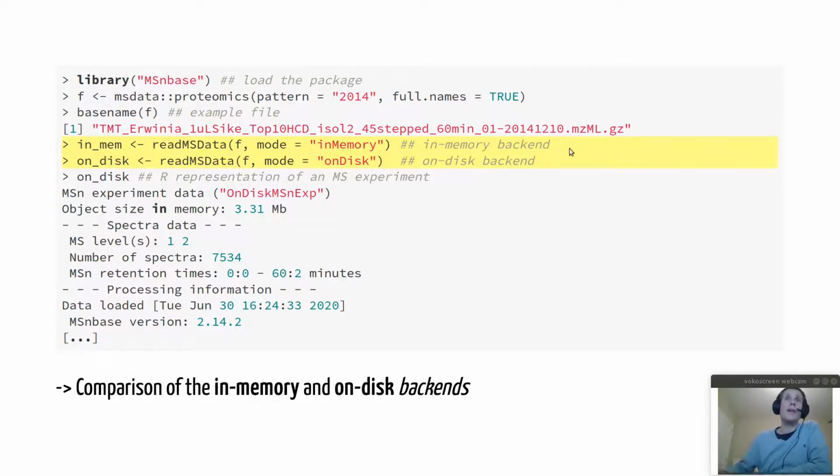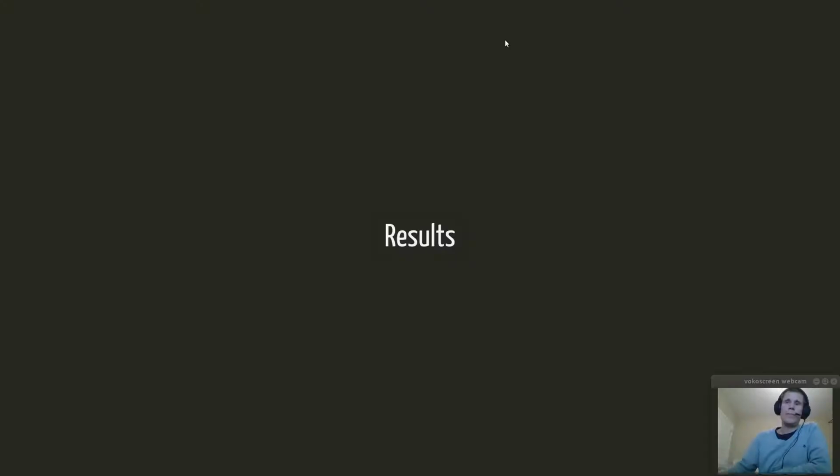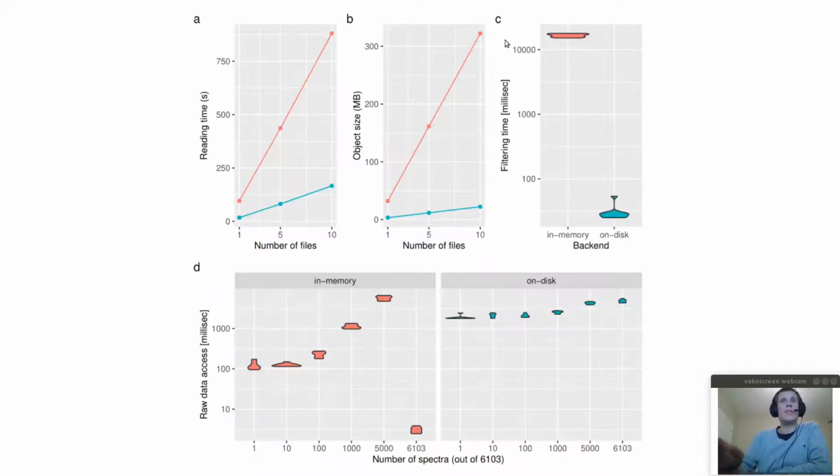In the second line, only the metadata is loaded into memory. The raw data is left on disk and will be accessed and loaded into memory only when absolutely necessary, for example, when the raw data needs to be plotted. And this is referred to as the on-disk backend. The goal of this presentation is to benchmark the in-memory and the on-disk backend. So let me show you the results of this benchmark.